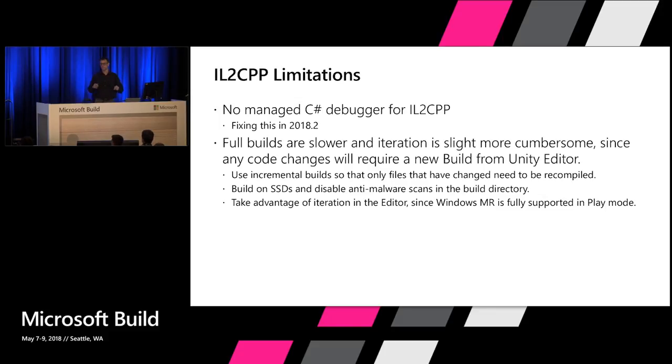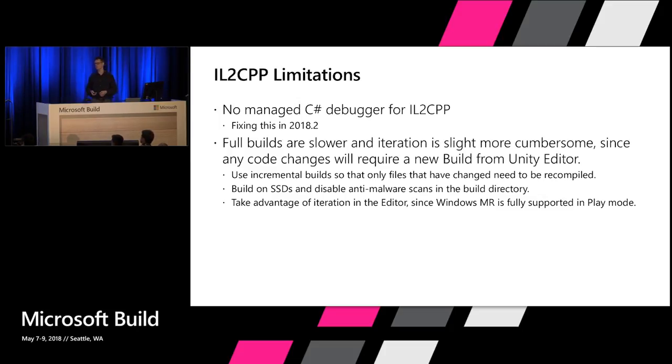There are a couple of limitations right now that we're fixing very soon. The first is that there's currently no managed C# debugger for IL to CPP code. So if you're building a project using IL to CPP and you want to debug it, you're going to be debugging the generated C++ code. That can be kind of difficult. We have some blog posts that describe how to do that a little easier.